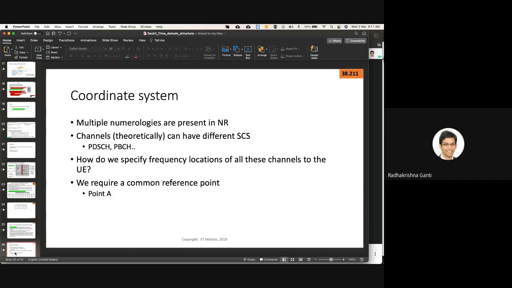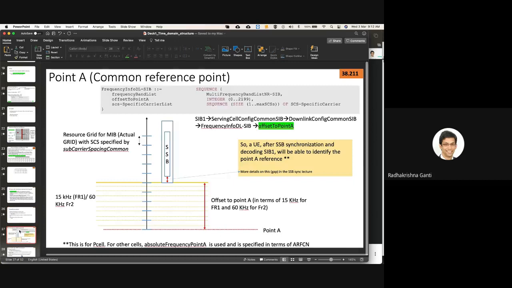Okay, so that is what I'm going to try to answer right now. We require something called a common reference point. This point is called point A in the specification. This is not something I'm saying, it is called point A. So you hear this word point A; if you read the specification, that is nothing but the common reference point. Let me explain what this common reference point is.